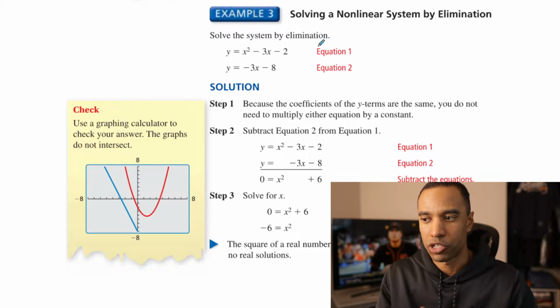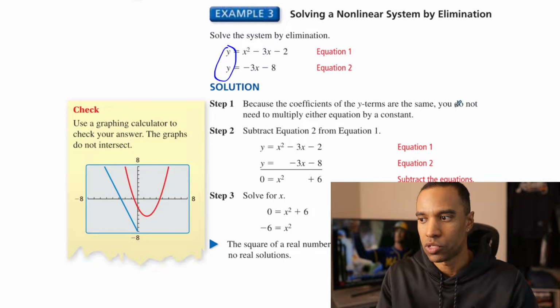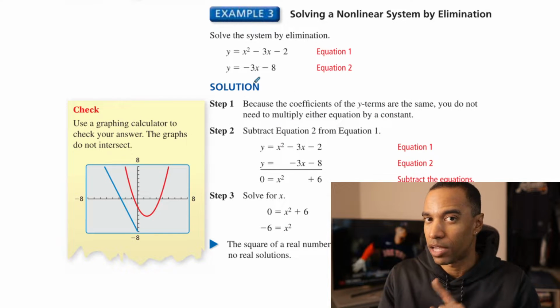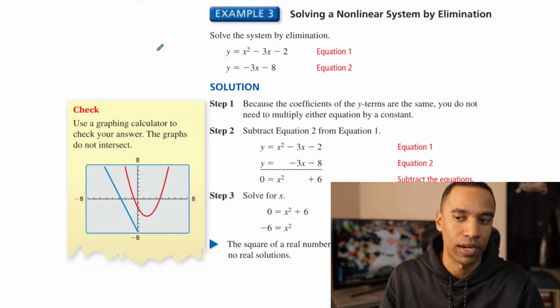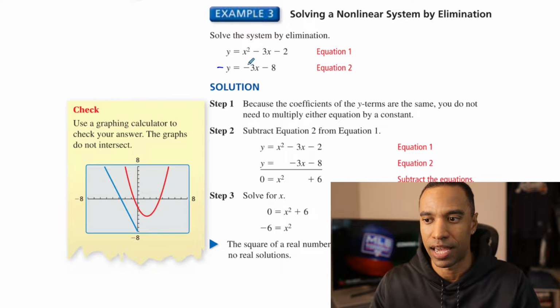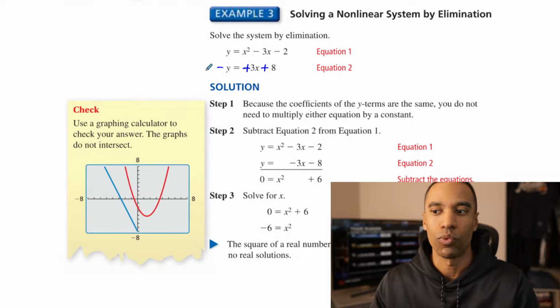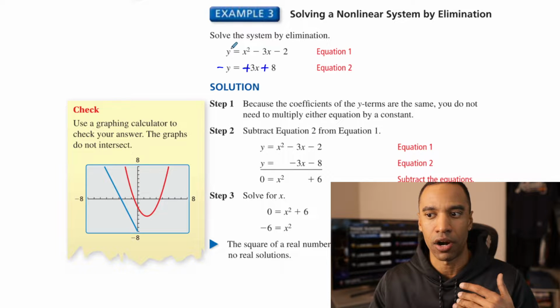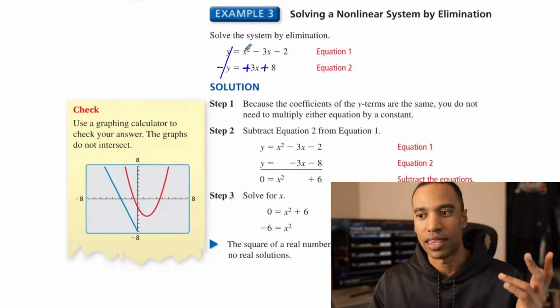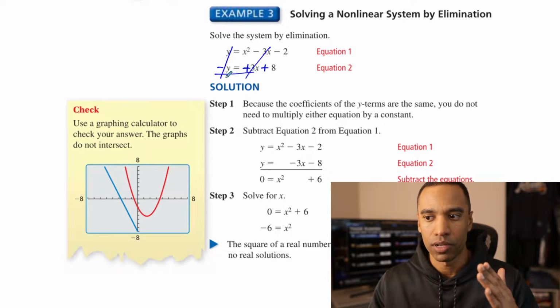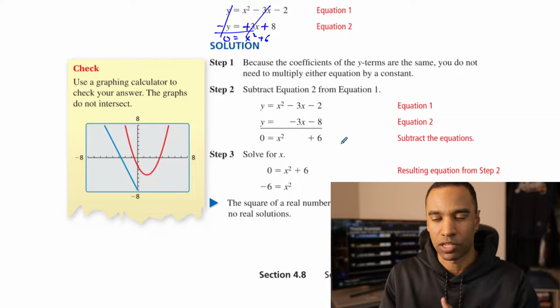Because the coefficients of the y terms are the same, 1y equals 1y equals, you do not need to multiply either equation by a constant. The only value I would recommend you maybe multiply by is -1. If you need the version that says let's change all these signs, that's something I'd probably recommend that you do. You're probably going to see me do that, which means change all the signs and treat the signs as they are. That way you see y minus y is 0. And then x squared doesn't combine with anything, but -3x plus 3x is 0, and -2 plus 8 is 6. So you'll see 0 equals x squared plus 6. Let's look down below. 0 equals x squared plus 6.